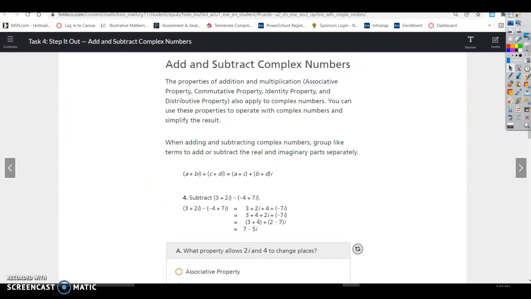Lesson 2.2, task 4. Add and subtract complex numbers. The properties of addition and multiplication, associative property, commutative property, identity property, and distributive property also apply to complex numbers. You can use these properties to operate with complex numbers and simplify the result. When adding and subtracting complex numbers, group like terms to add or subtract the real and the imaginary parts separately. So if you have a plus bi plus c plus di, you can add a plus c, which are your real parts, and then you can add b plus d, i, which are your imaginary parts, separately.